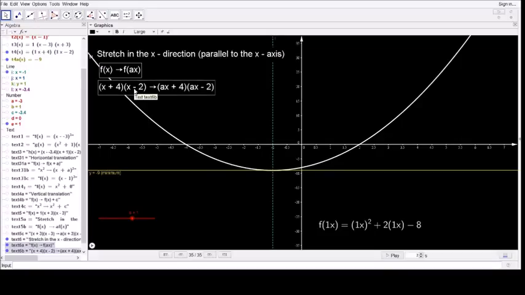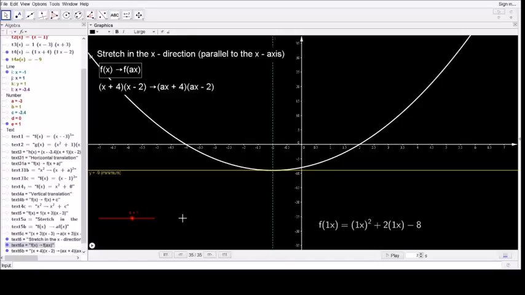We're using as an example the function x plus 4 multiplied by x minus 2, or in other words, x squared plus 2x minus 8, which you can see down here. In the text down here, at the moment, we've set a equal to 1. And you can see the roots occur at -4 and +2, as we would expect. The y-intercept is at -8, and the axis of symmetry is at -1.